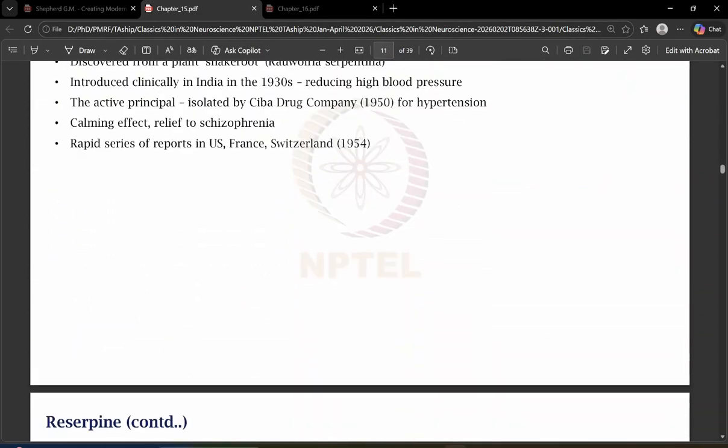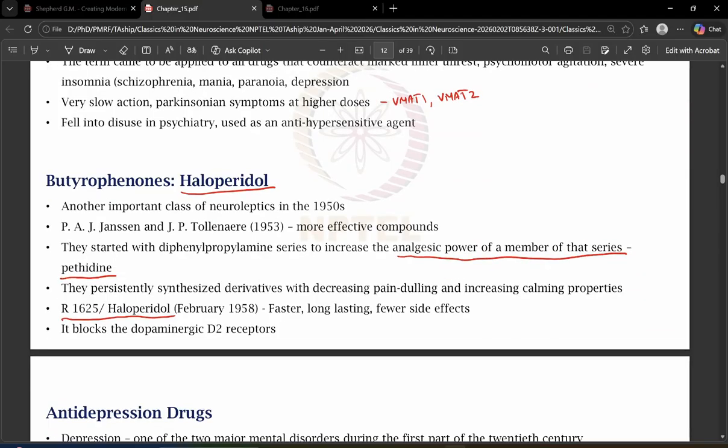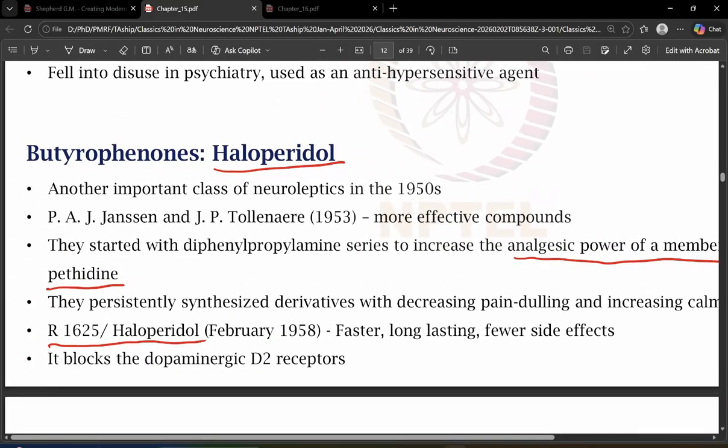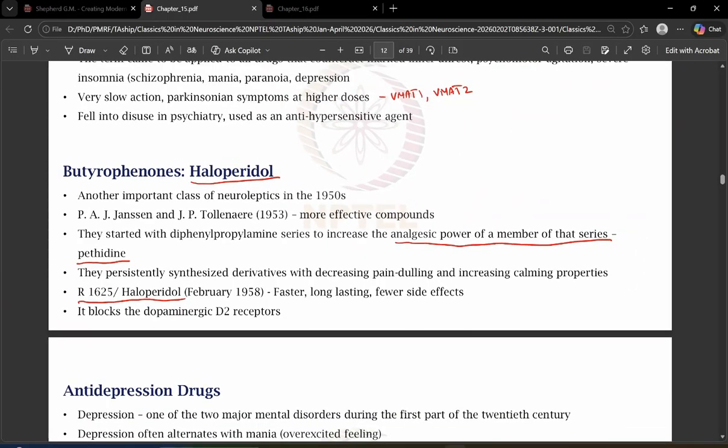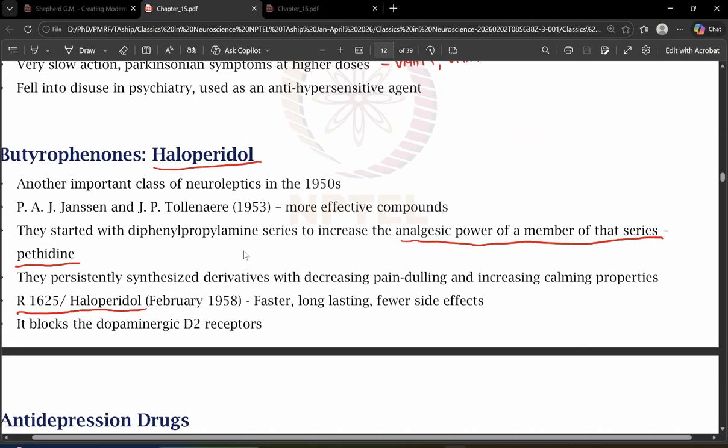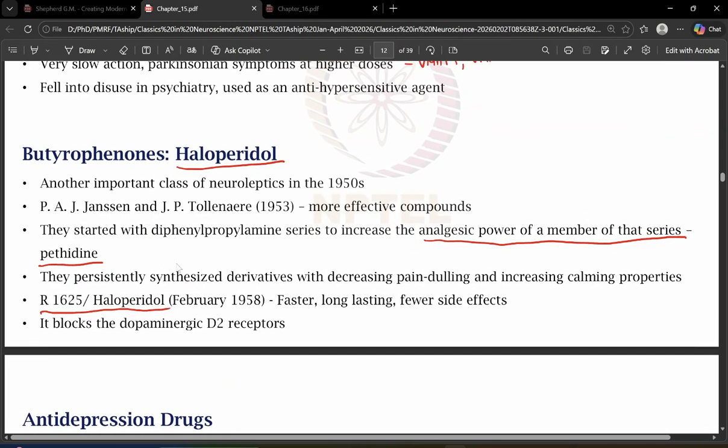But anyway, although chlorpromazine was shown as an effective antipsychotic, Janssen and Tollenaire wanted to find out even more effective compounds than chlorpromazine. So they decided to start with the diphenylpropylamine series.